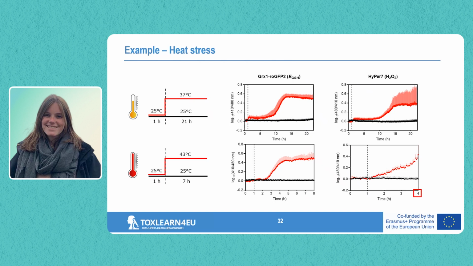But at least for the first 4 hours, it was very clear that as soon as I started to heat stress, immediately the sensor started to oxidize. So it means the plants are really producing lots of hydrogen peroxide.